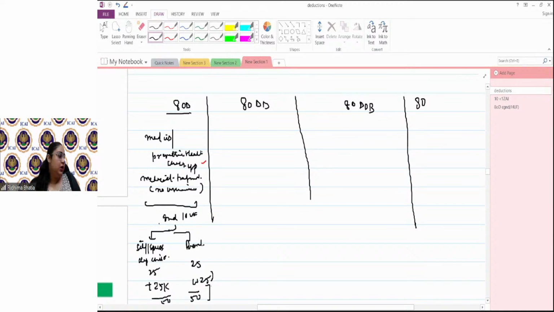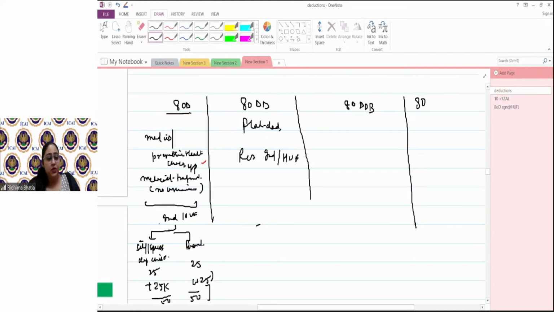Here there is nothing else. There is no condition of disability. There is no condition that the expenditure should have been done for a particular person. It can be for the category. Now in 80DD there is a flat deduction. Number 1, allowed only to resident individuals and HUF.